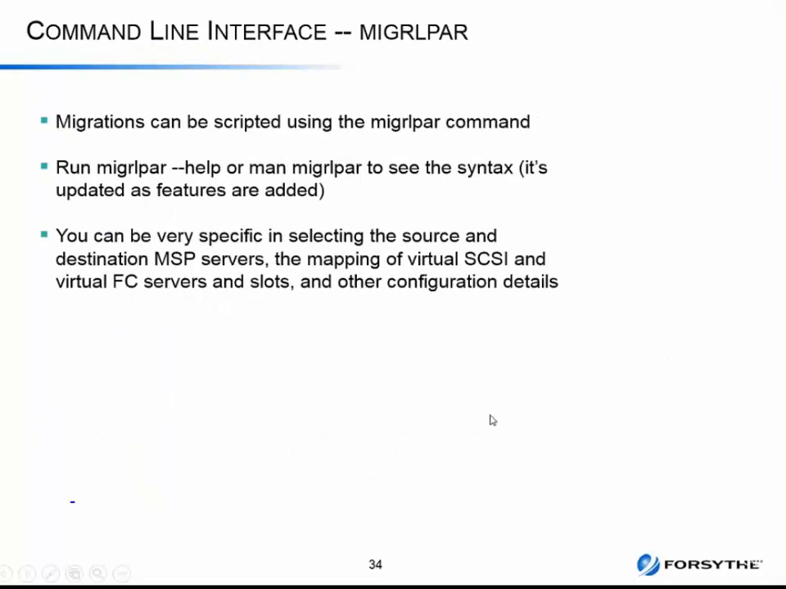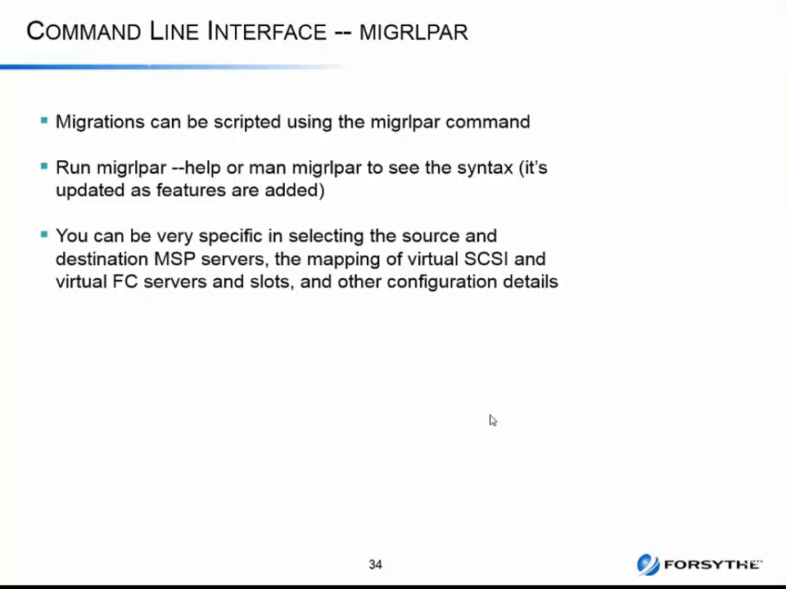So you can script migrations. You can use the migrlpar command, and if you run it with --help or use the man command, you can get the syntax. It gets updated all the time as they add features, so I would check it before you run it. And you can be really specific when you use that command. You can select the source and destination MSP servers. You can select how you map out the virtual SCSIs and virtual fiber channels and so on, and a number of other details.